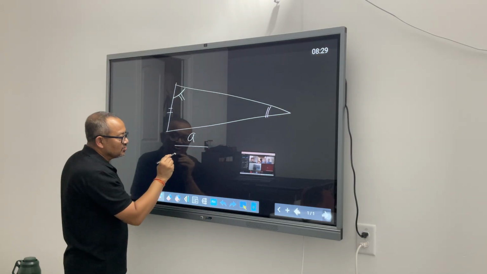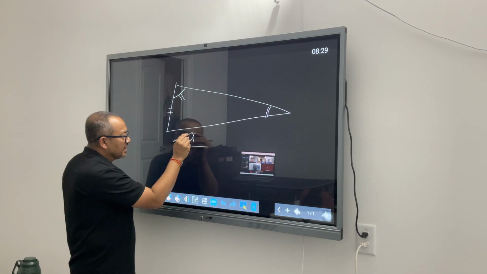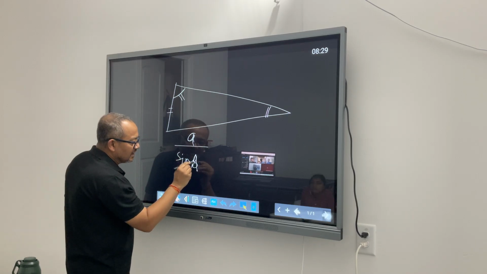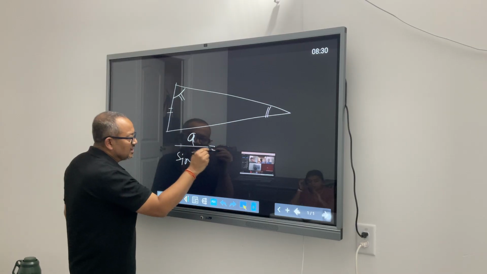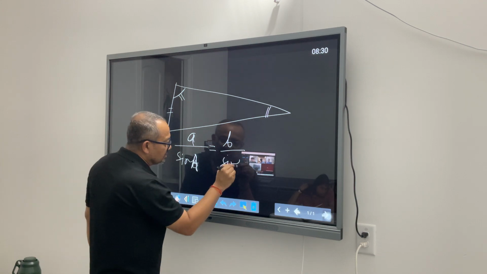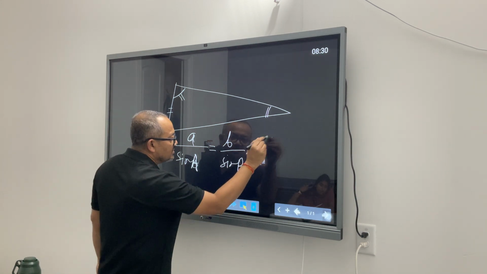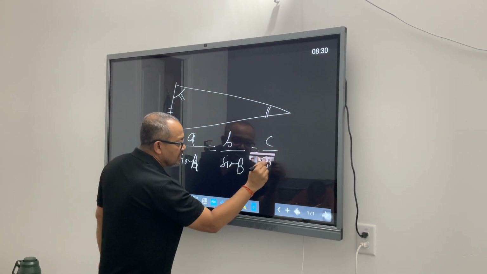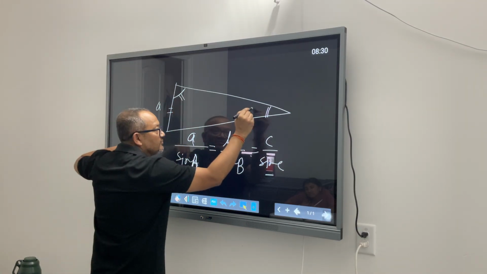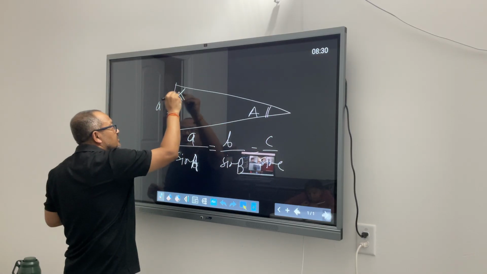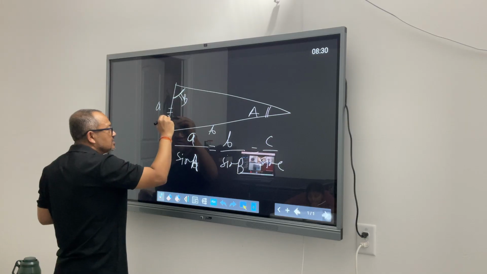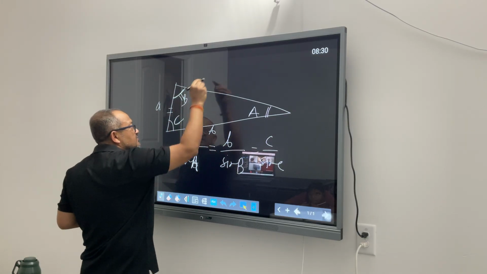This is the ratio of the side and the angle, represented in the form of a theorem called law of sine, is what you are seeing here. And what it says is, let's say this was angle capital A, this was side small a, this was B and this side was small b, this angle was capital C, and this was small c.